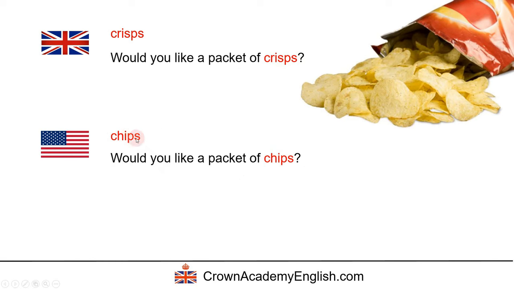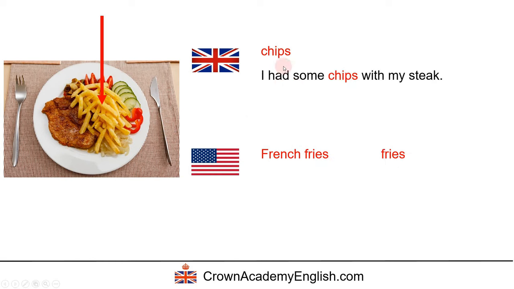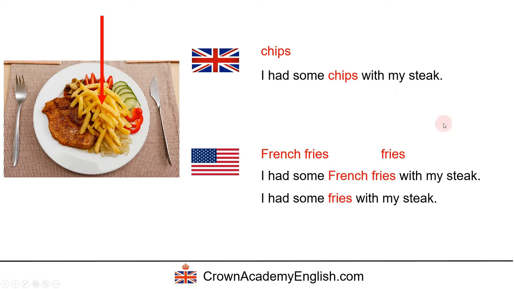But in British English, we also have another word for this. We have this word, but it means something different. And these are chips in British English. Okay, so you can see them. It's a hot food that is made from potatoes. Yes, so we call these chips. And in American English, they call them French fries, or simply fries. In British English, I had some chips with my steak. And in American English, I had some French fries with my steak. Or simply, I had some fries with my steak.